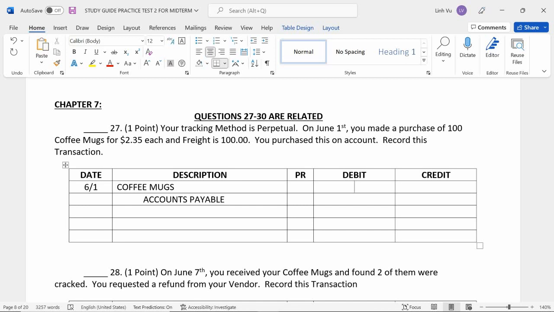What about the actual mugs? $235. So $235 plus the 100. $335. Okay, everything goes into inventory.